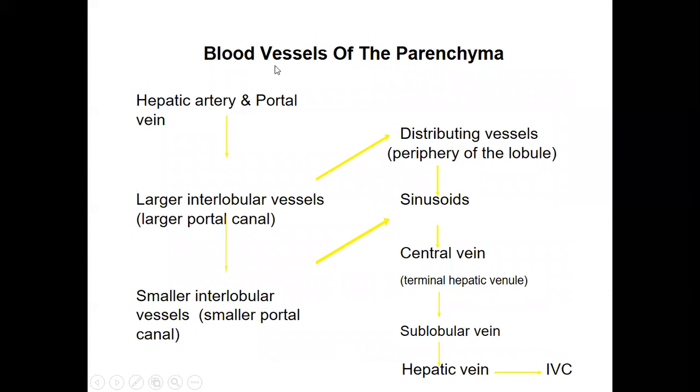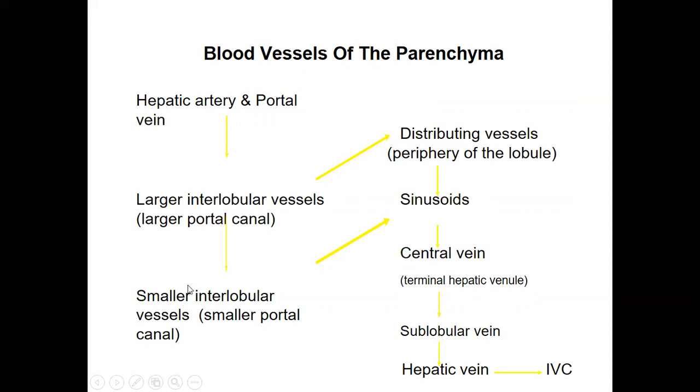Okay, this is the pathway of the blood vessel of the parenchyma. From the hepatic artery and portal vein toward the interlobular vessel, larger portal canal. Then from here going to the larger interlobular vessel or larger portal canal, and then some of it will go into the distributing vessel or periphery of the lobule, and then we go to the sinusoid.